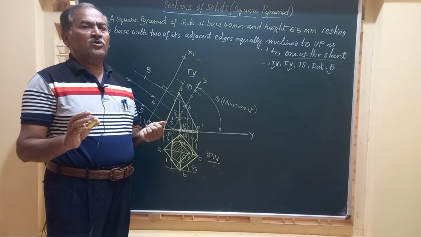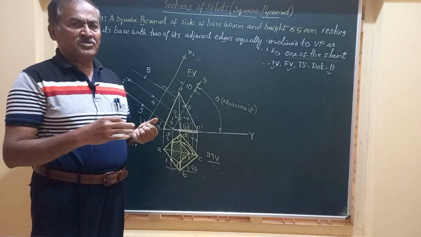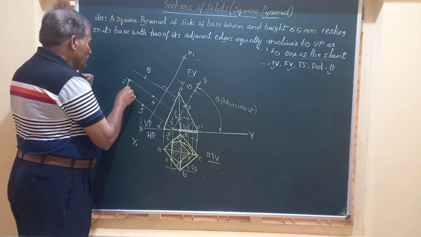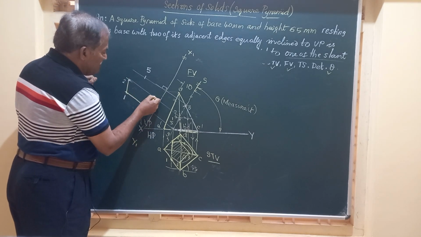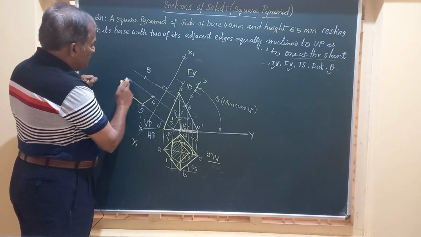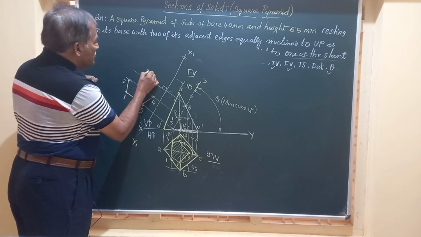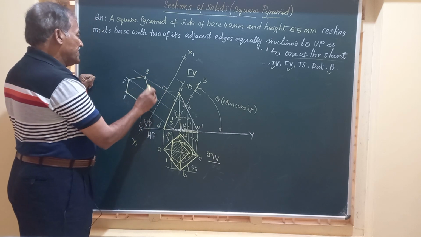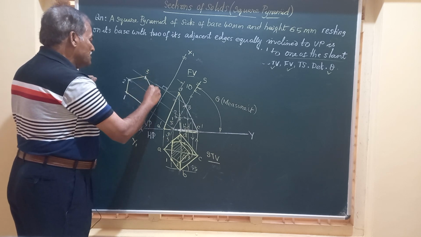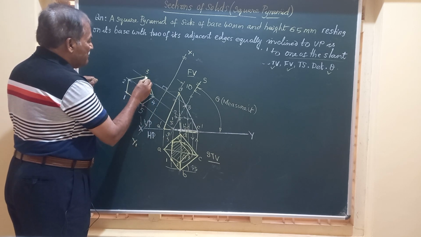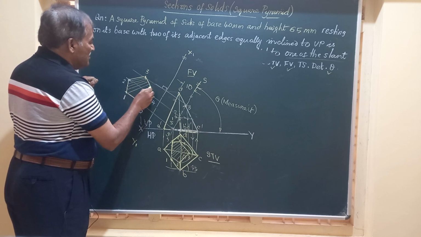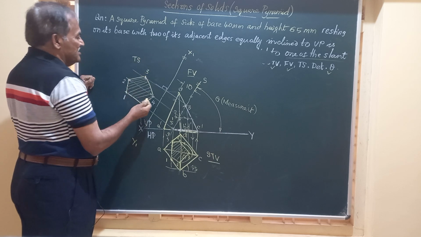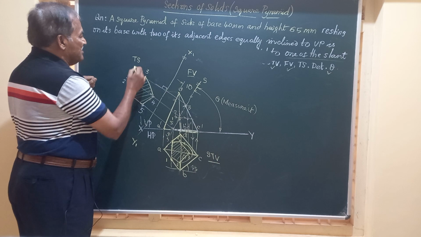Friends, we have got all the 5 points which are used to draw the true shape. Join all these by straight lines. So I join 1, 2, 3, 4 and 5, all by straight lines. And friends, this figure 1, 2, 3, 4, 5 will represent the true shape of the section. I will call it as TS. It is a pentagon, a distorted pentagon.